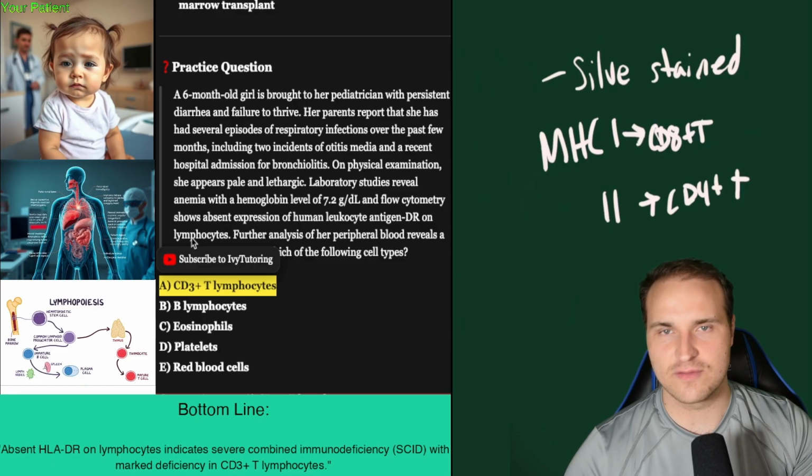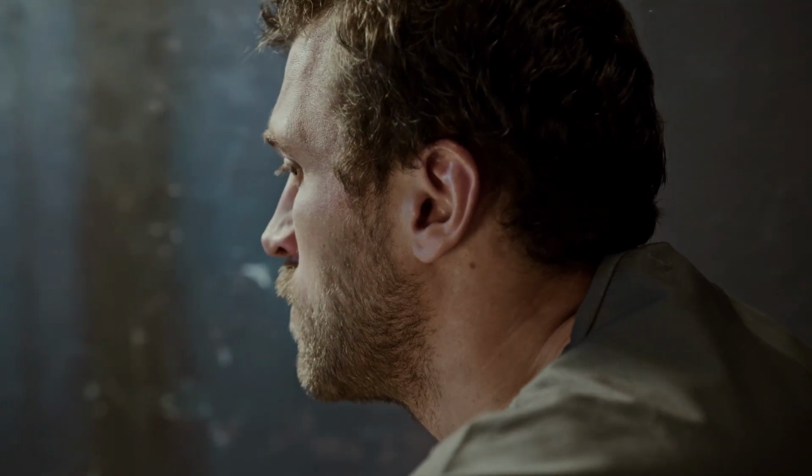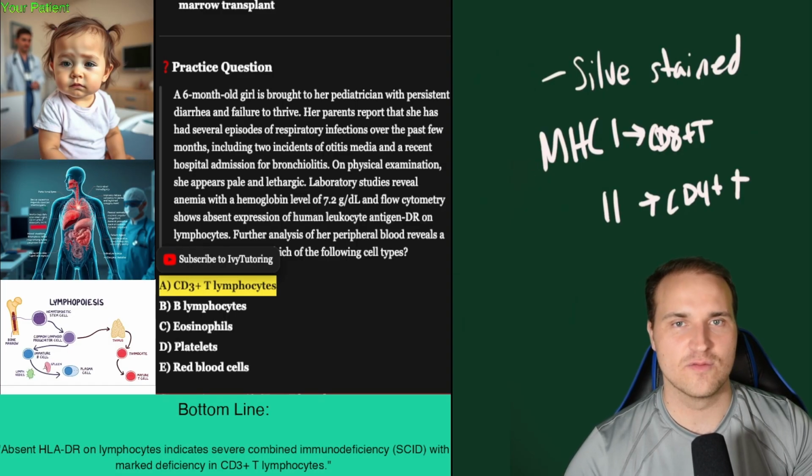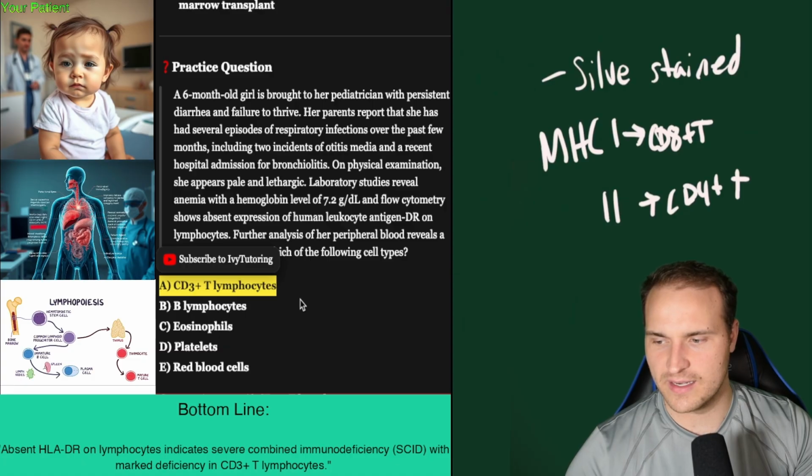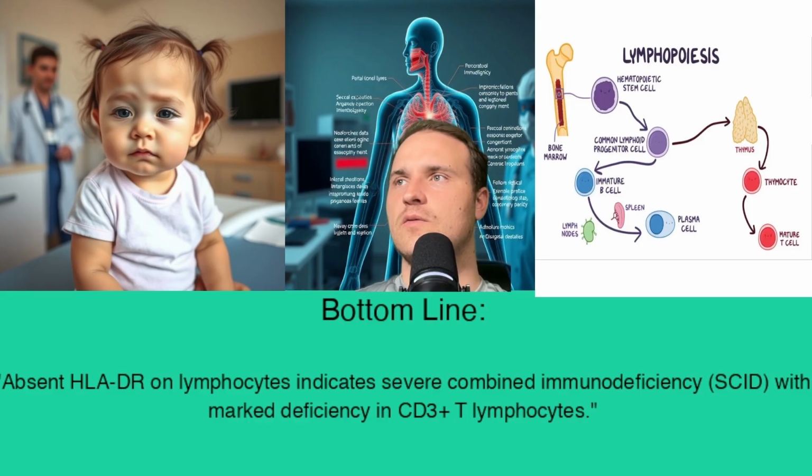But basically, CD3 is saying, hey, this is a T cell. And in an MHC2 defect, you'd have no CD4 positive T cells, and so a loss of a whole subset of CD3 would be the case. Kind of weird, but yeah. So you think of SCID with a deficiency in the CD3 positive lineage.